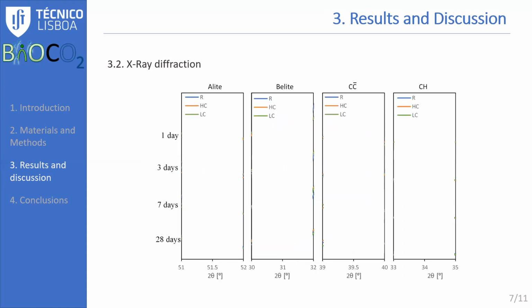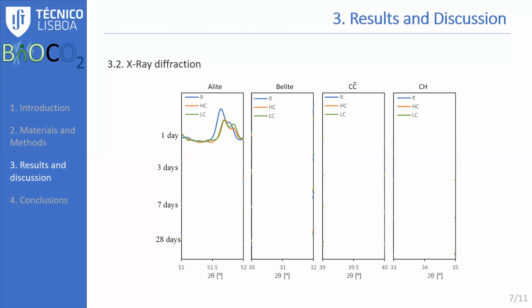To further investigate the influence of carbonated water, an X-ray diffraction test was performed, focusing on 4 different compounds: alite, belite, calcium carbonate, and calcium hydroxide. First, focusing on alite, for the curing age of 1 day, there is a higher consumption of alite in the carbonated samples, for both high and low carbonated samples, when compared with the reference sample, indicating that the presence of CO2 in the mixing water seems to accelerate the dissolution of this compound and consequently the hydration reactions of cement.